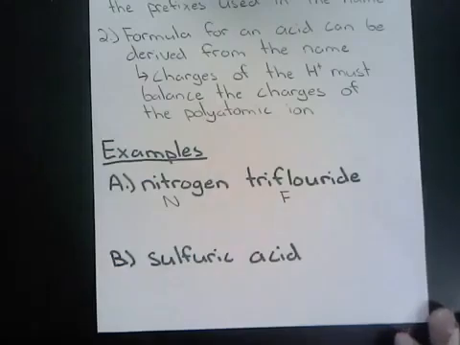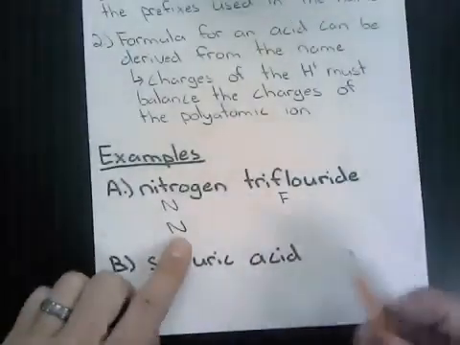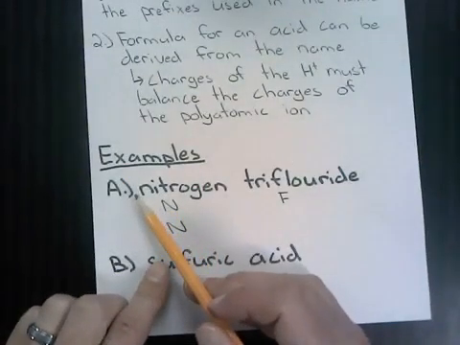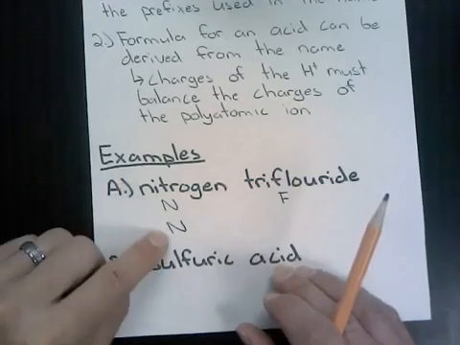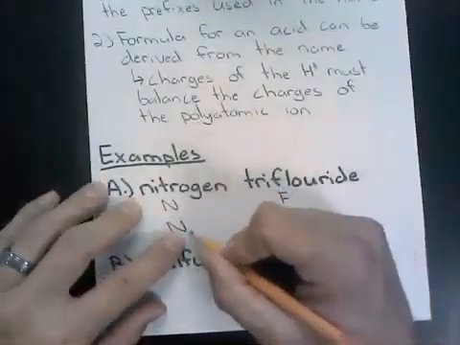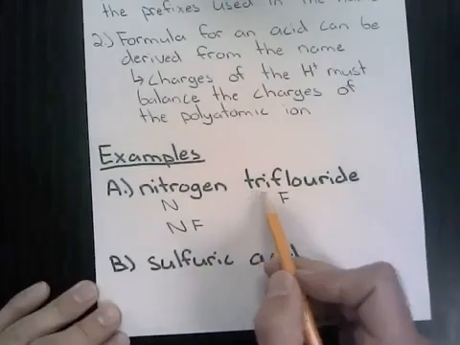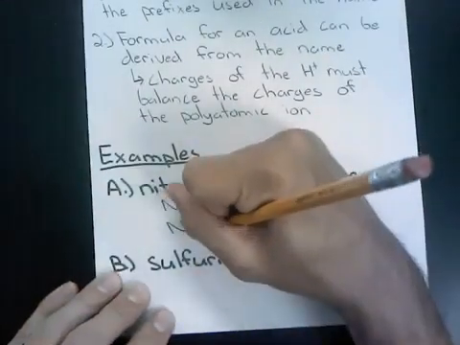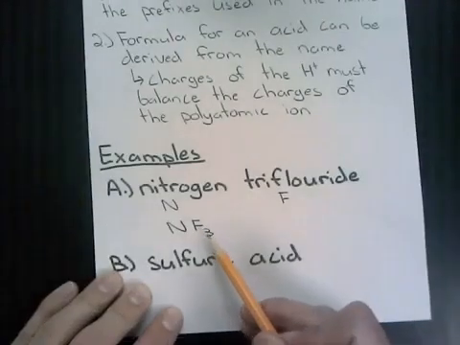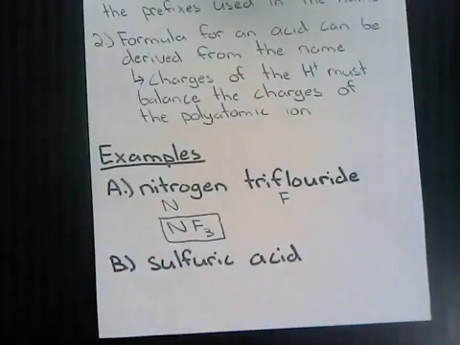And now we add the number of atoms of each element. We start here with nitrogen because it is the first thing listed, and then we look for the prefix. There is no prefix. But remember, if there's only one of this element, the prefix mono is not used. So we just have N. Because we just have one, remember we leave that subscript blank to indicate that we have one. Then we put our F right next to it, and then we look up the prefix tri. If we look on our sheet, the prefix tri indicates that we have 3 atoms. So to indicate 3 atoms of fluorine, we put a subscript 3 to the bottom right of our element symbol F. And that is how we write the formula for covalent compounds.